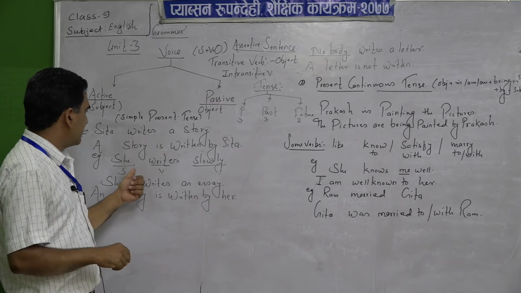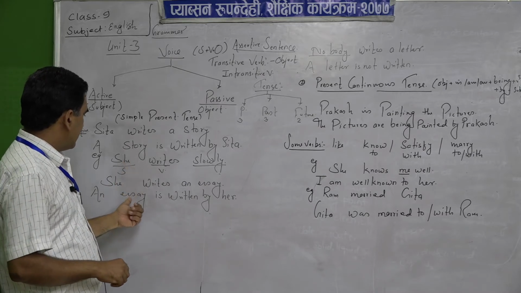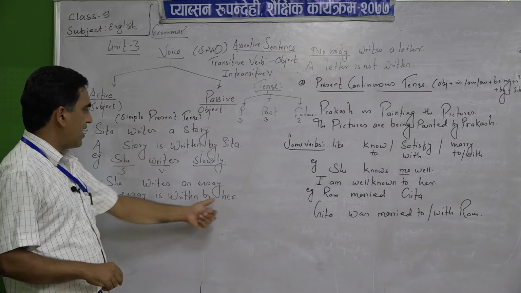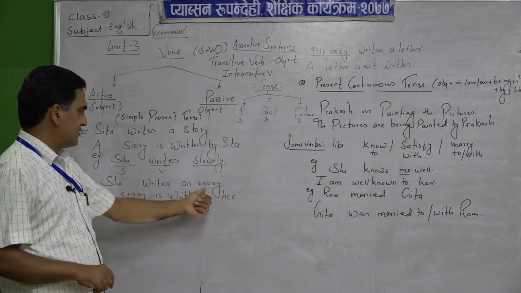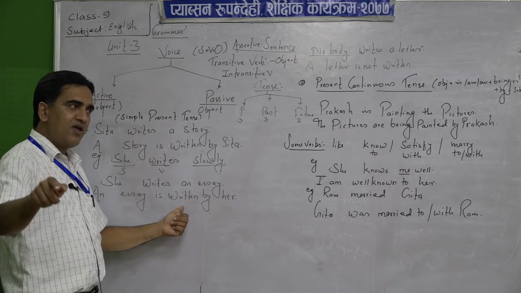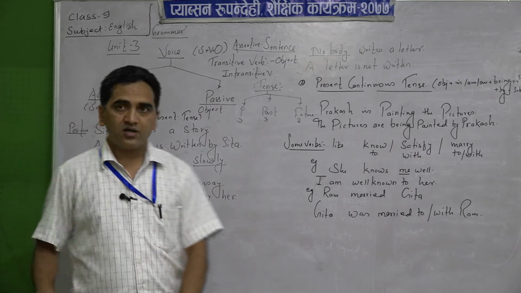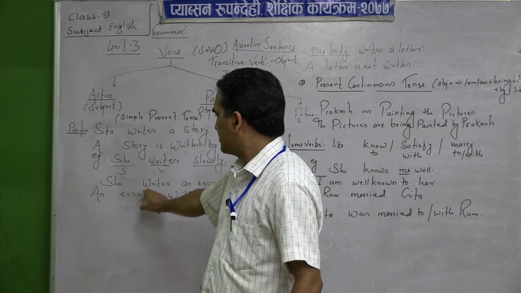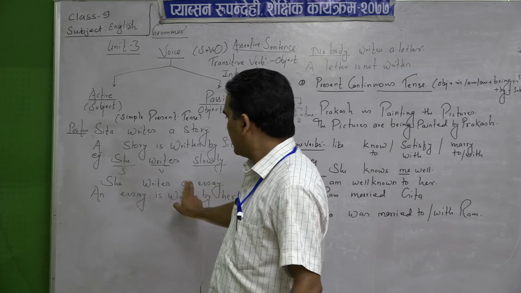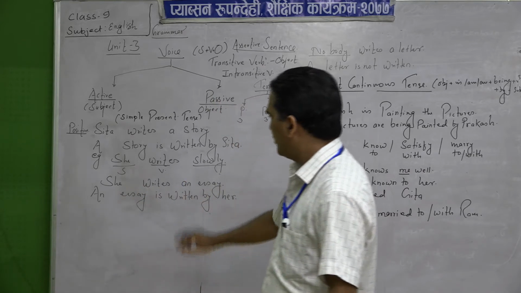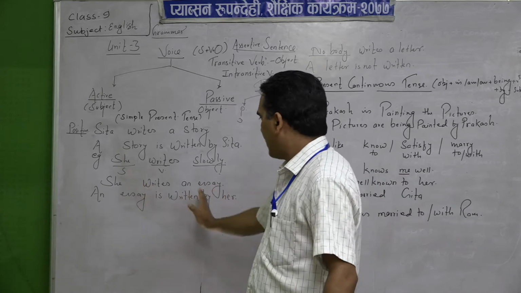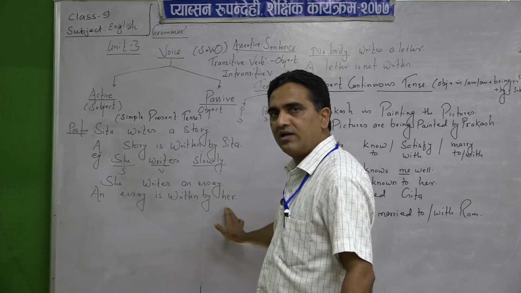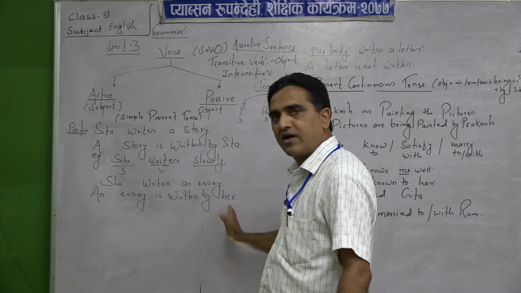Now, next, an essay is written by her. She writes an essay. An essay is written by her. It is also in simple present tense. Subject plus B1 changes to B5 plus an object. So we can write, an essay is written by her.